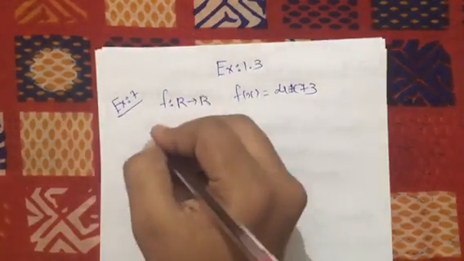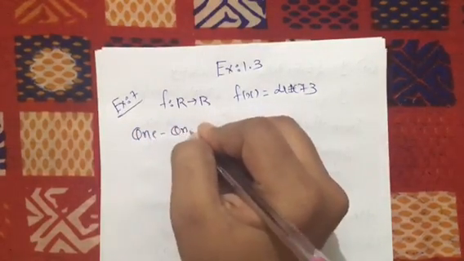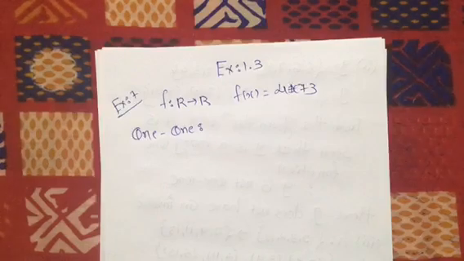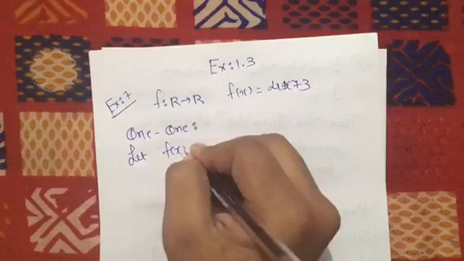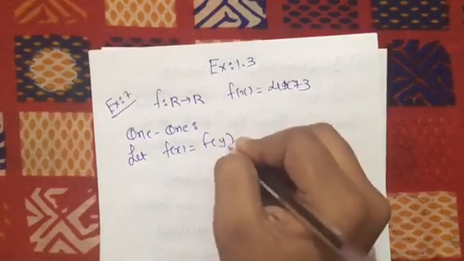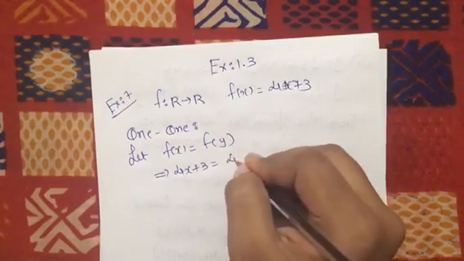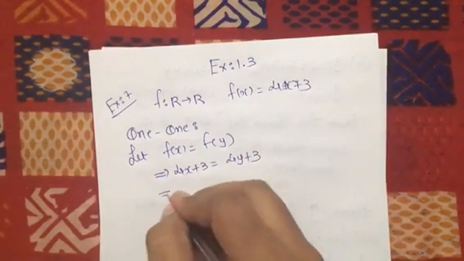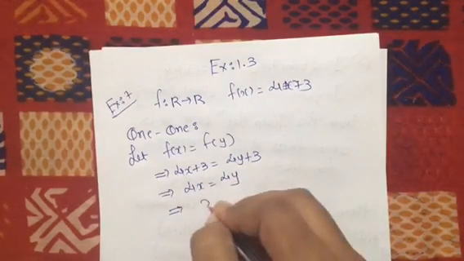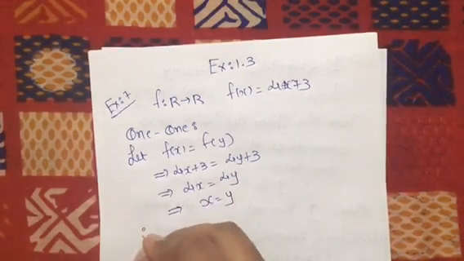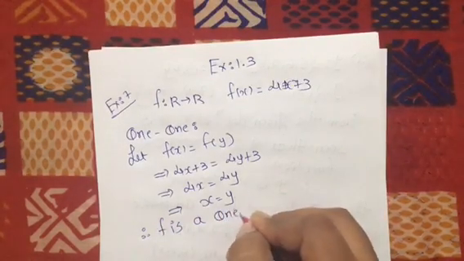Okay, so let's start. First, one-one function. Let f of x equals f of y, which implies 4x plus 3 equals 4y plus 3, which implies 4x equals 4y, which implies x equals y. Therefore f is a one-one function.